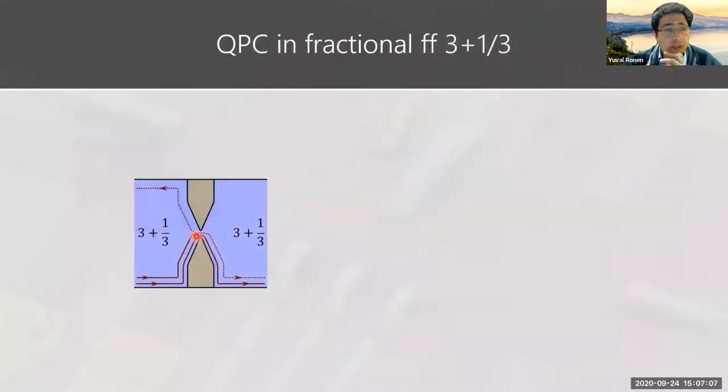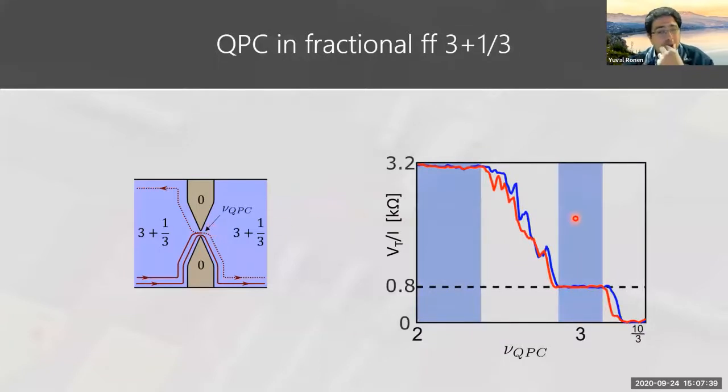What is important is that you can put this QPC in a fractional filling. So you can put the bulk in 3 + 1/3. This means you have 3 integer edges here and 1 fractional edge. And then using this QPC, you can operate the beam splitter on a fractional edge or an integer edge. So you put again filling factor 0 here, and you tune the saddle point of the QPC, and this is what you see here.